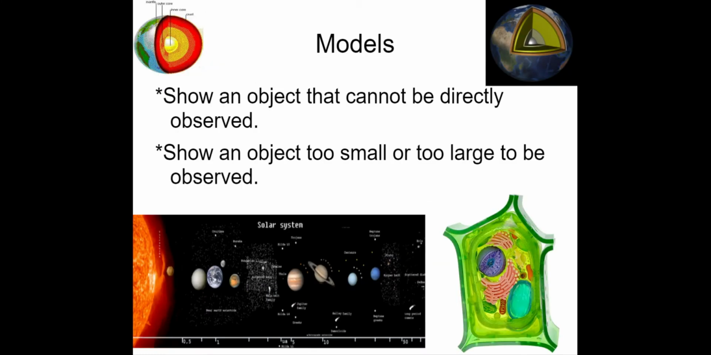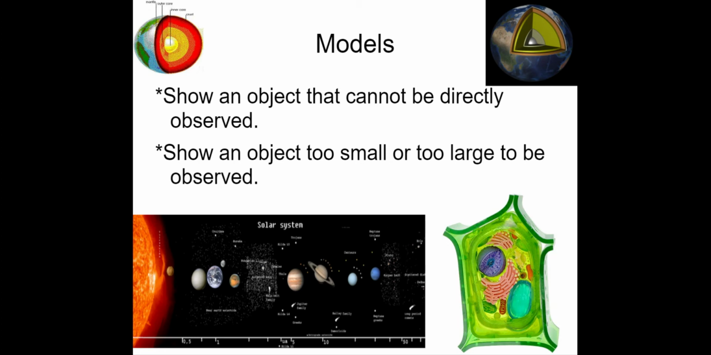We've actually looked at models a couple times already this year. When we studied cells, we looked at models to represent what plant cells and animal cells would look like. We also looked at models of the inside of the Earth to show us what the layers looked like. We even created that giant model that we have hanging on the wall at school. Models are used to show objects that cannot be observed directly.